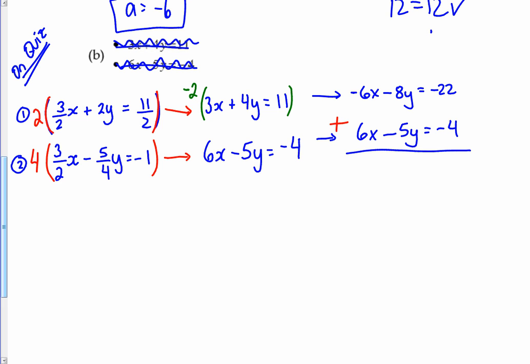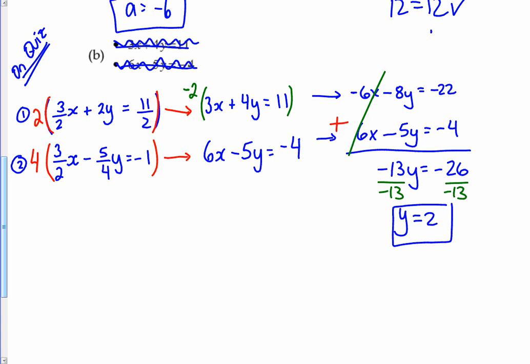You could have kept them the same sign, so just made this a positive 2, okay? And then you would have subtracted the equations, and that's fine. Okay, so here, negative 6x plus 6x cancels. Negative 8 plus negative 5, negative 13y equals negative 26. Divide both sides by negative 13, and you get y equals 2.